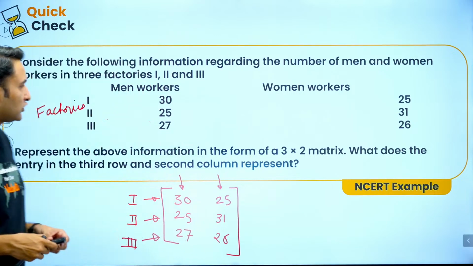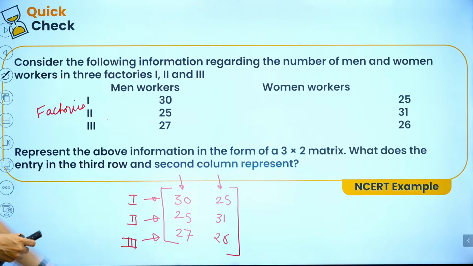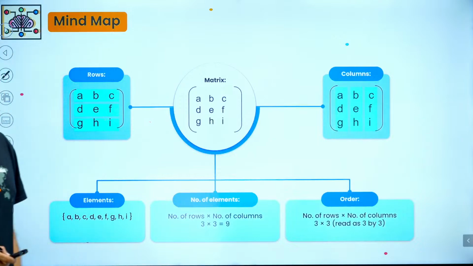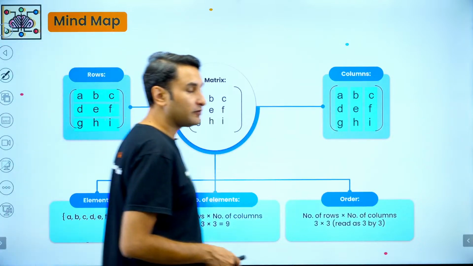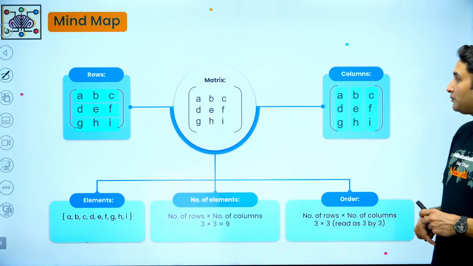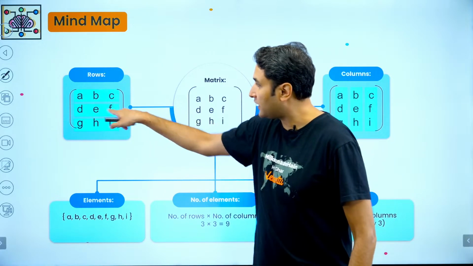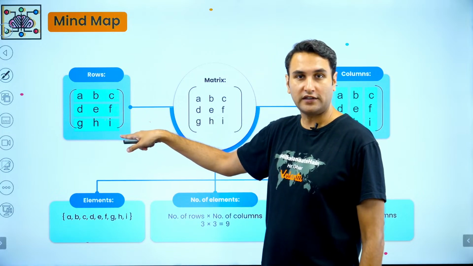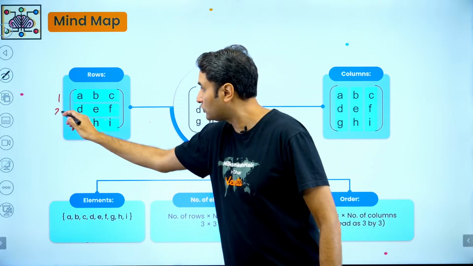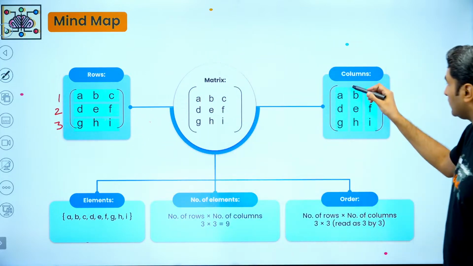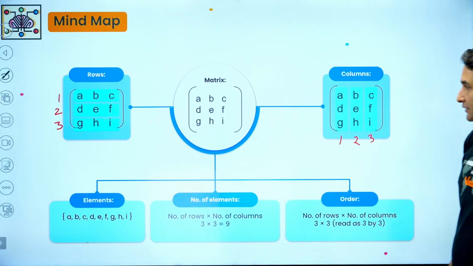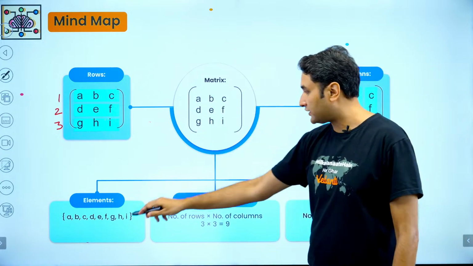All right, cool. So let's move ahead. You can represent this information in a 3 into 2 matrix, 3 rows, 2 columns, right? Just a quick mind map. I'll keep giving mind maps all throughout this class. This mind map tells you that these are the rows. Can you see the colors? ABC is row 1, this is row 2, row 3. This is column 1, column 2, column 3, right? Elements A to I are the elements.